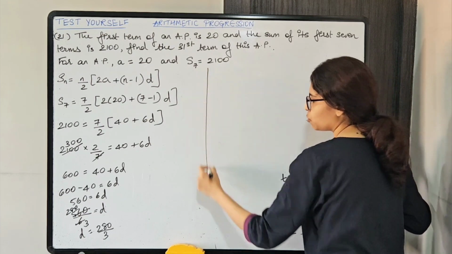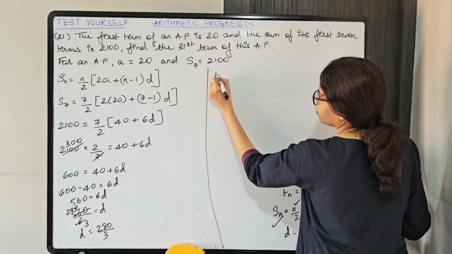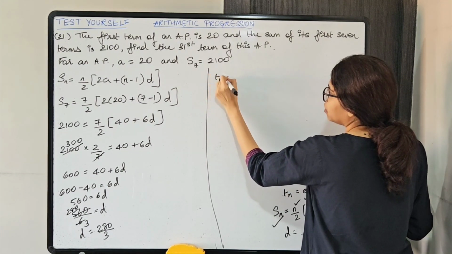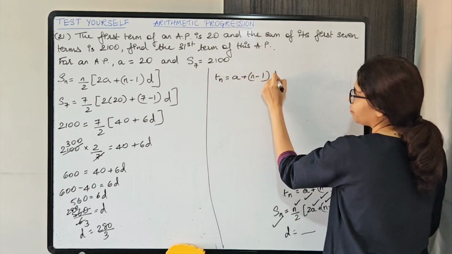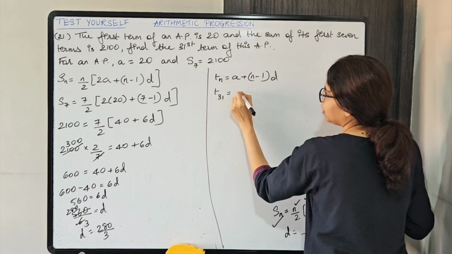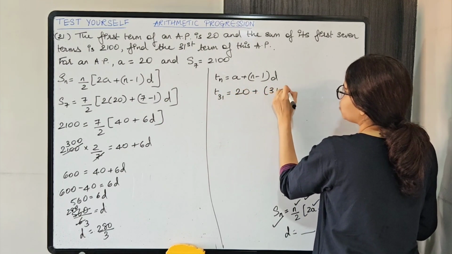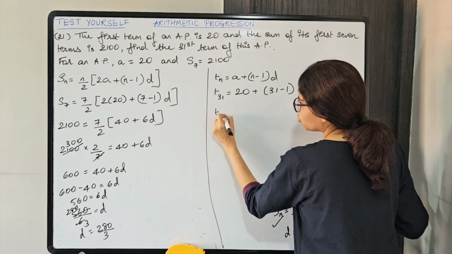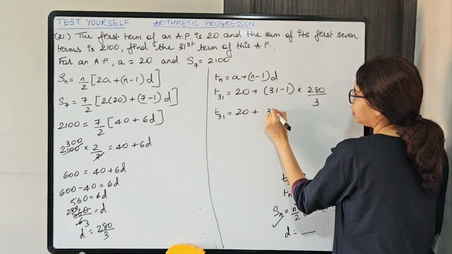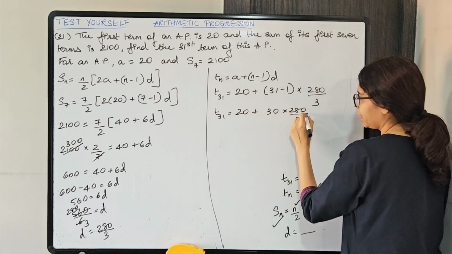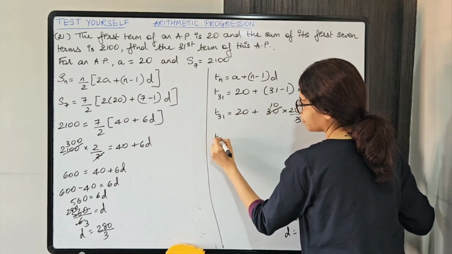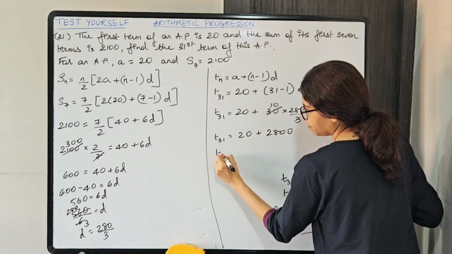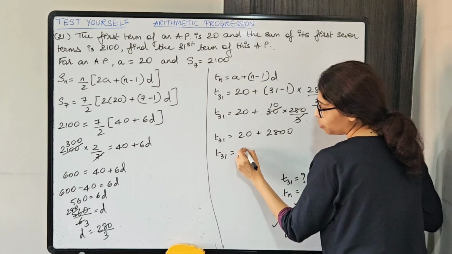Okay. So अब 31st term find out करते हैं. T31. First write down the formula. Tn is A plus n minus 1 D. So T31 will be A is 20 plus 31 minus 1 into D is 280 by 3. So 20 plus 30 into 280 by 3. 3 tens are. So 20 plus 10 into 280, 2800. 2800 plus 20, 2820.